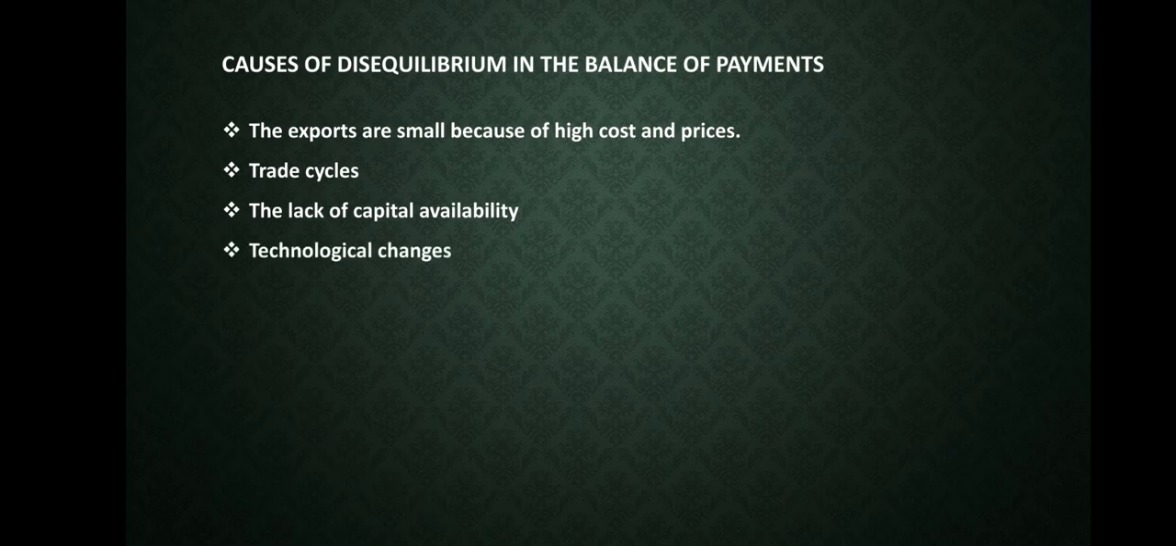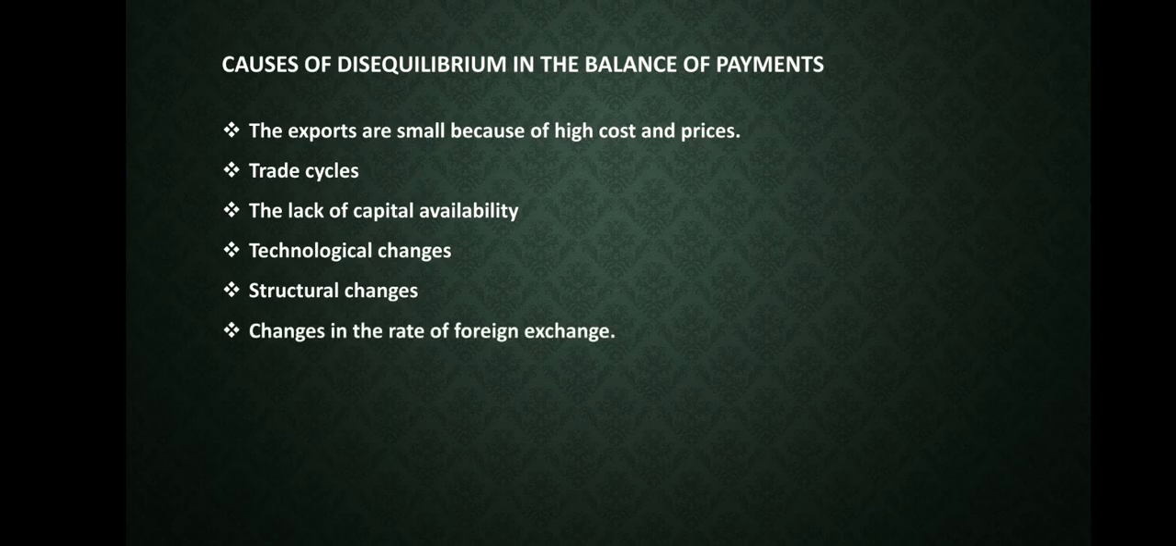Technological changes mean innovations or inventions of new goods. The changes in technology affect the demand for goods and services. Innovation leads to an increase in exports and fall in imports. Structural changes in the economy also cause disequilibrium. For example, due to change in the crop pattern in India, jute production may fall. This results in a fall in the Indian jute products.